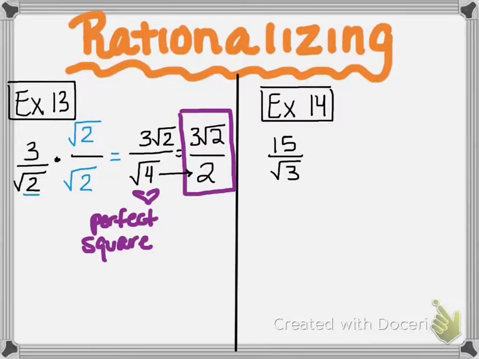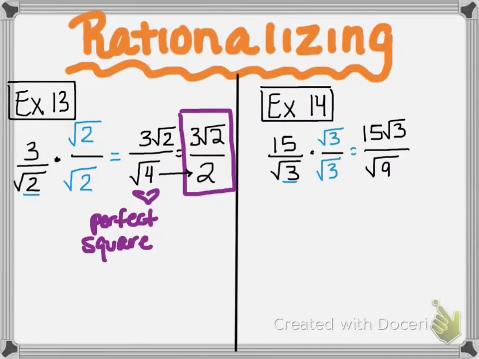Let's try example number 14. So this time we're going to multiply the top and the bottom of my fraction by a radical 3, because 3 is the number that's in my denominator this time. Okay, our next step is we have to actually multiply across. So on the top of my fraction bar, I'm just going to glue the 15 and the radical 3 together. So I get 15 radical 3. And on the bottom, radical 3 times radical 3 is radical 9.